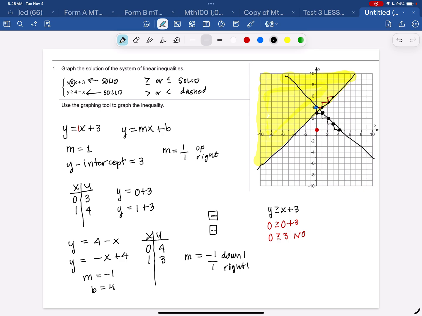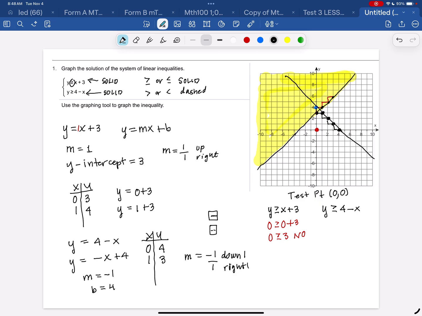Okay. Now I need to test a point on that line. And look, once again, 0, 0 is not on that line. So I'm going to write down the original, y greater than or equal to 4 minus x. I'm going to test the point, that was our test point, 0, 0. I like that as a test point as long as the line doesn't go through that. You have to pick a point that's not on the line.